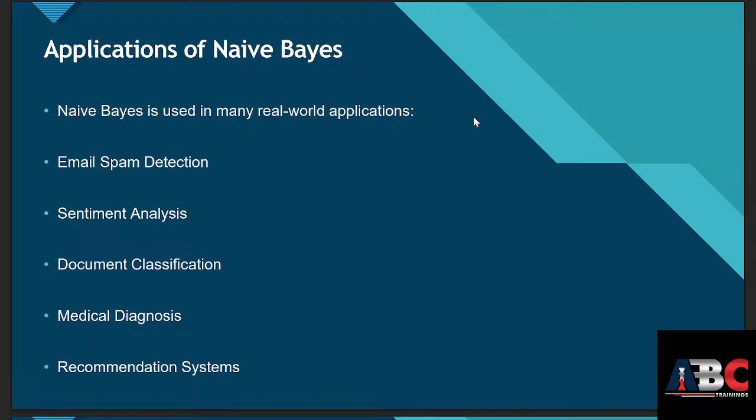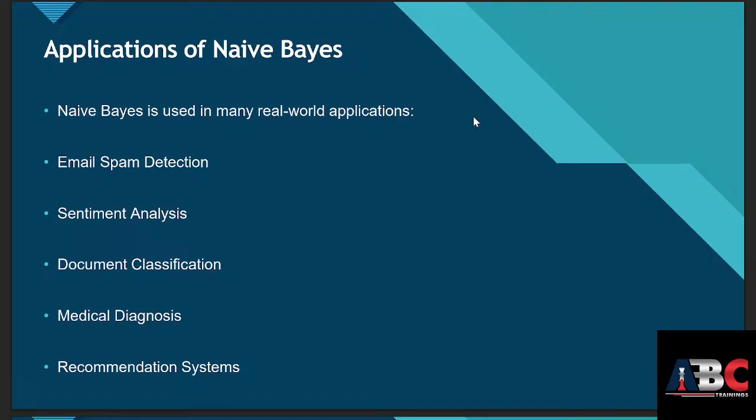The fourth one is medical diagnosis. Naive Bayes is applied in medical diagnosis systems to predict disease based on symptoms and patient data. For example, it can analyze medical test results to predict the likelihood of cancer, diabetes, or heart disease.